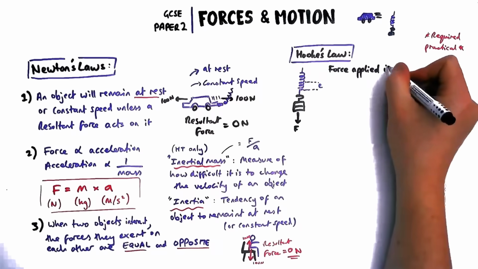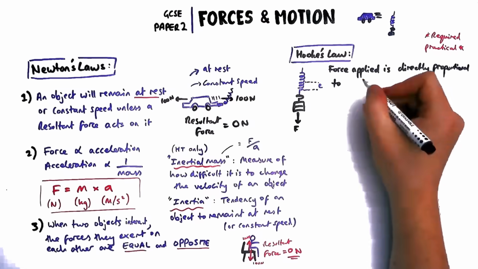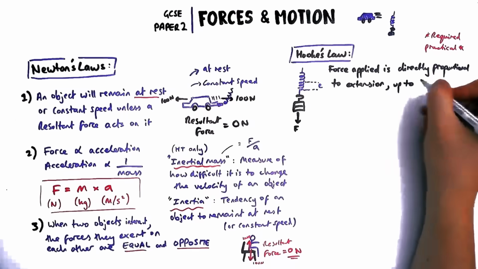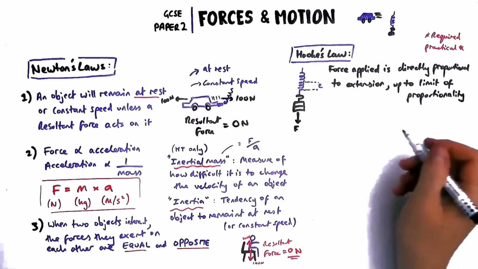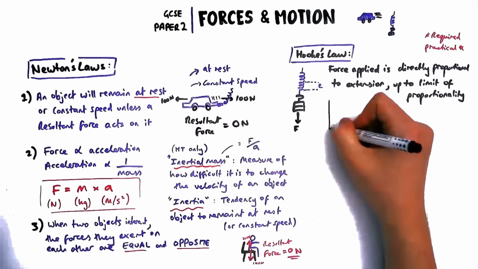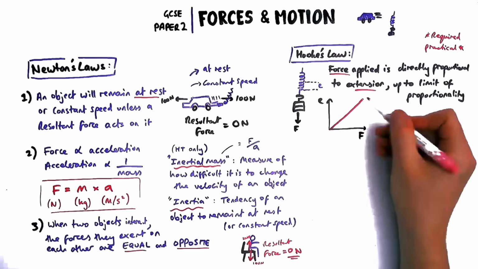Hooke's law says that the force applied to an object is directly proportional to its extension, only up to the limit of proportionality. An example of an elastic object would be a spring. If I apply force by varying the masses added to an object, I'm increasing the weight, or a force going downwards, and it's going to extend.